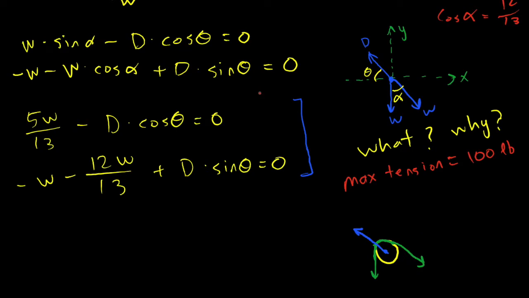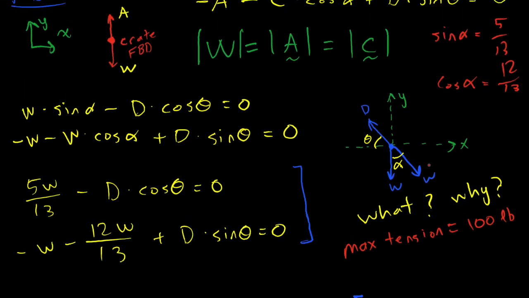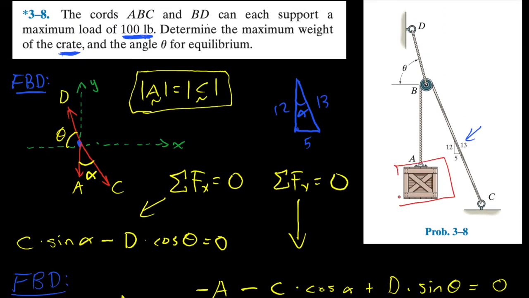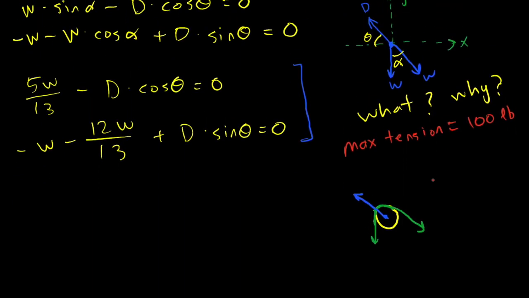To determine that, we ask ourselves a very straightforward question. Where is the tension coming from? What is causing the tension? Let's look at our diagram. Clearly, the crate is causing the tension. So let's scroll back down.